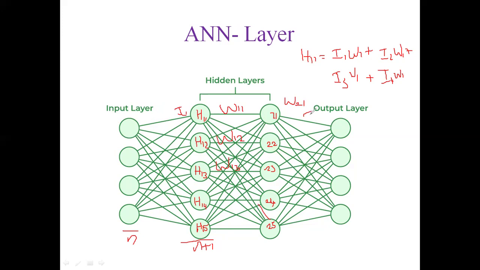So what will be the output equation at this point? The output equation will be H21 equal to H11 into W21 plus H12 into W21 plus H13 into W21 plus H14 into W21 plus H15 into W21. And similarly, everything will have detailed coefficients.